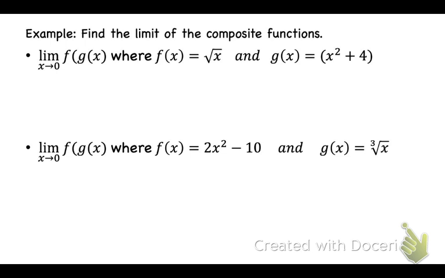Okay, so f of g, where f of x is the square root of x, and g of x is x squared plus 4. So I want the limit of f of g of x as x approaches 0. So I need to find the limit of what first? G. So I need to find the limit as x approaches 0 of x squared plus 4, which would be what?